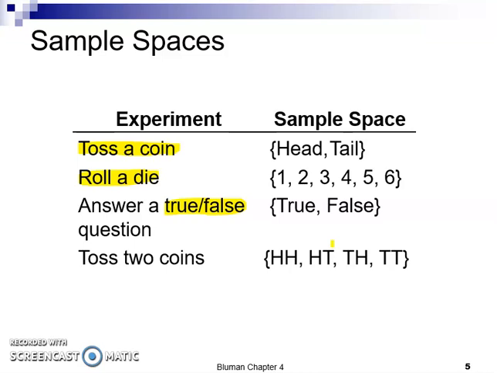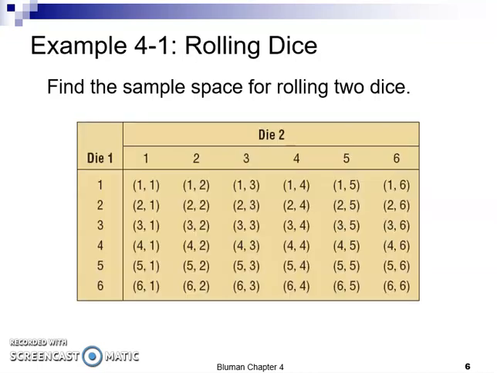Now when we're tossing two coins, notice how the outcomes are listed here. It's possible we could get a head on the first coin and a head on the second, or we could get a head on the first coin and a tail on the second. Or we could get a tail on the first coin and a head on the second. Or we could get tails on both coins. So there are four possible outcomes. This is a set of all possible outcomes in tossing two coins.